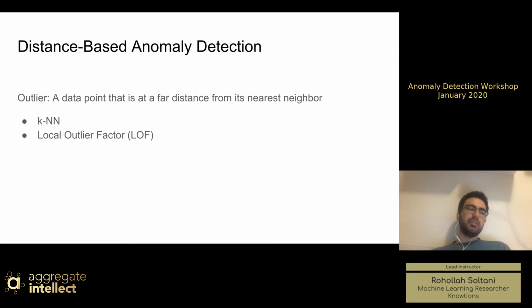So here the assumption is that a data point that is far from its nearest neighbors is regarded as an outlier. So if you have a point which is far from the rest of the data, or far from its k nearest neighbors, maybe that one is an outlier. There are two famous techniques: k-NN and the other one is local outlier factor, LOF. I'm going to talk about them briefly here, and then we'll try to use them during the workshop as well.